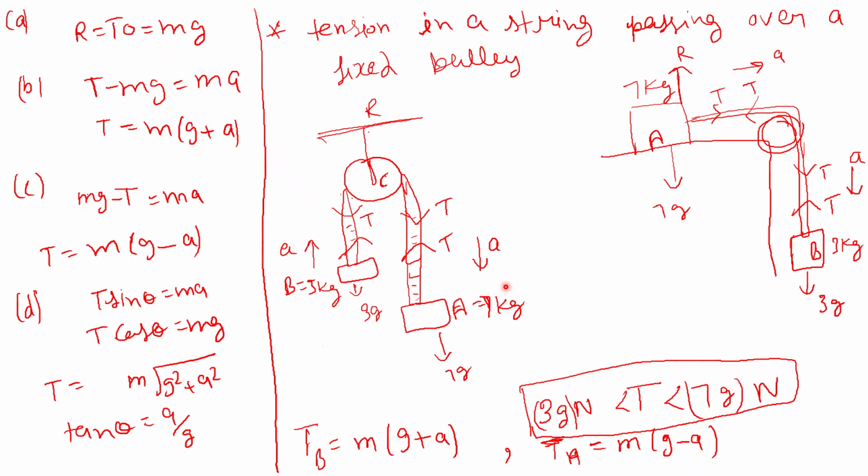However, if we consider motion of B, TB is equal to mg plus ma is equal to 3g plus 3 times 0.4g is equal to 4.2g newton. And if we consider the motion of A, T is equal to mg minus ma is equal to 7 times (g minus 0.4g) is equal to 4.2g newton. From this it is clear that both A and B yield the same tension 4.2g newton, that is 4.2 kg, which is more than 3 kg and less than 7 kg.